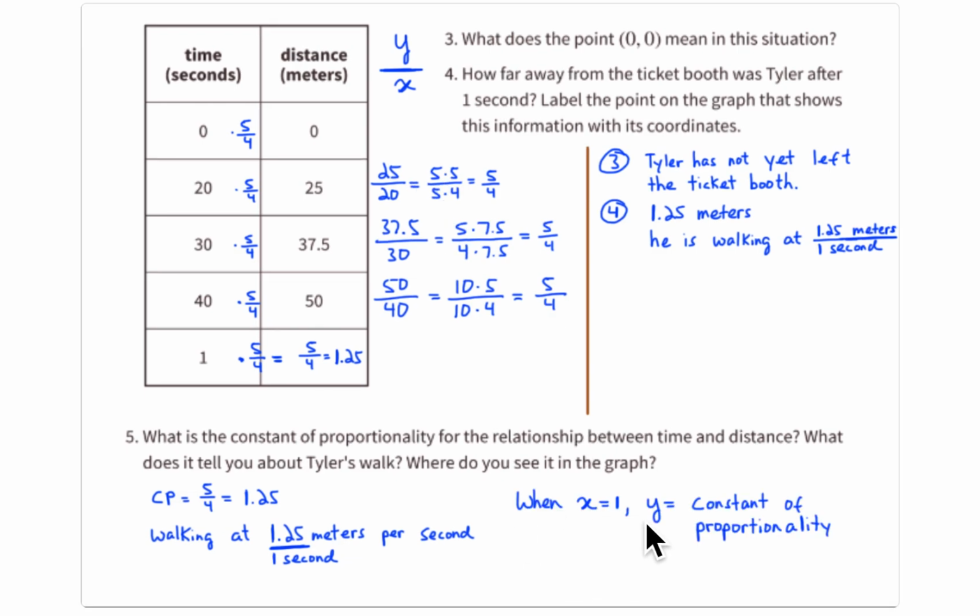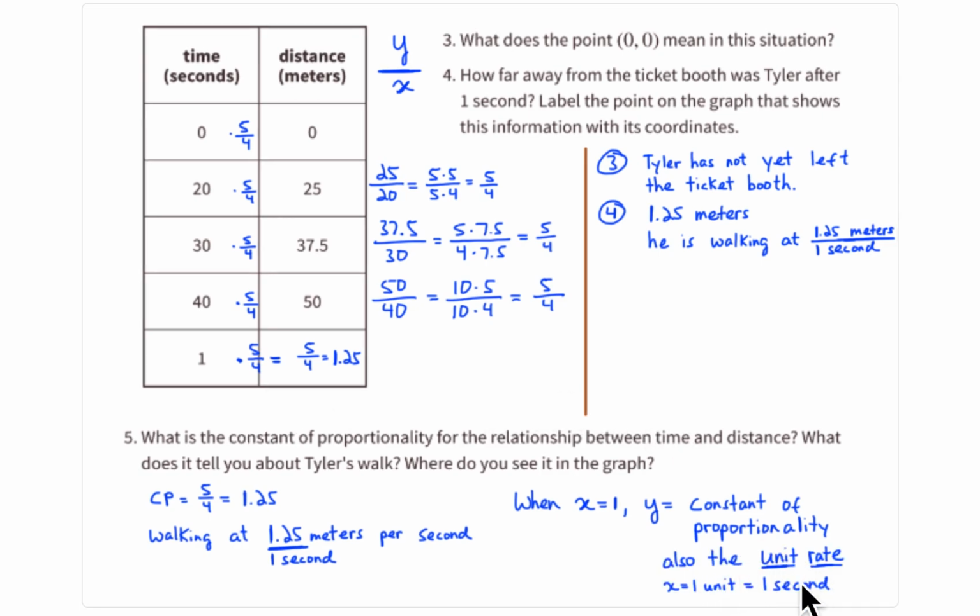So when x equals 1, y is equal to the constant of proportionality. So you always want to get the x value down to 1, and that's going to tell you what y is, and that y is going to be the constant of proportionality, because y divided by 1 is y. So 5/4 divided by 1 is 5/4. That is the constant of proportionality. It's 1 1/4 meters per 1 second. So x is 1 second.